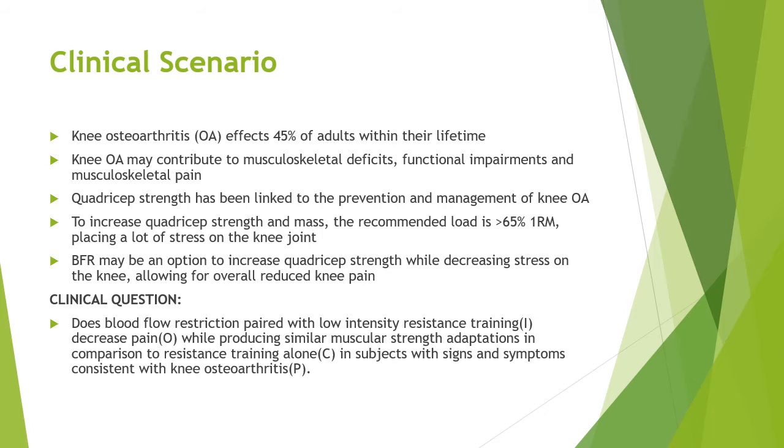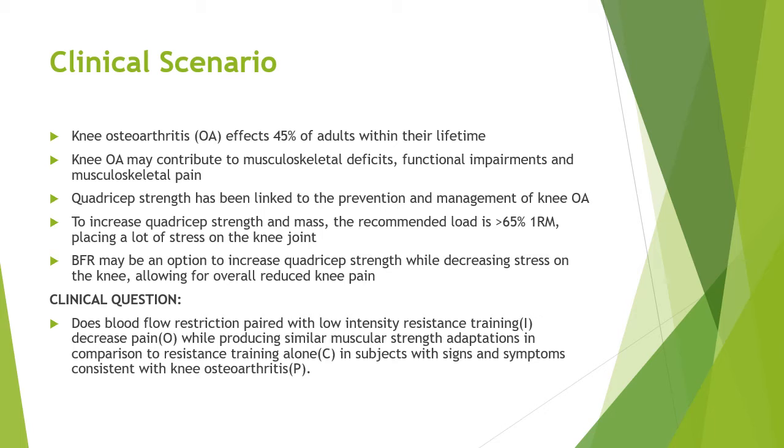Osteoarthritis may contribute to musculoskeletal deficits, as well as functional impairments and musculoskeletal pain. For knee OA, quadriceps strength has been linked to prevention and management of it. To increase quadriceps strength, it has been recommended to use a greater than 65% 1 rep max load during exercise, but this places a lot of stress on the knee. Blood flow restriction may be a good option to increase quadriceps strength while also decreasing stress on the knee, allowing for overall reduced knee pain.